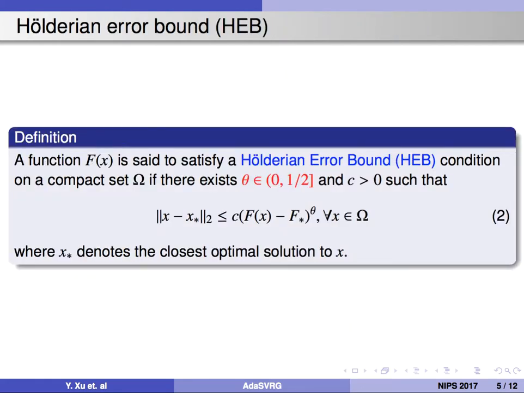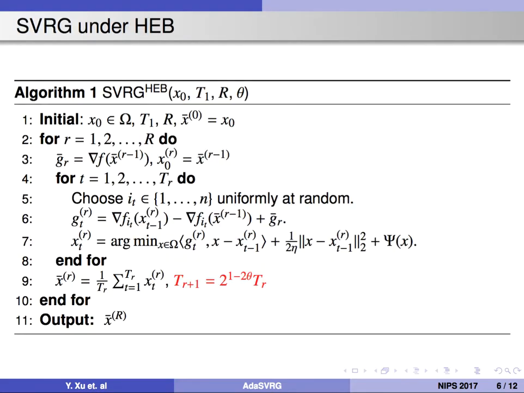In this paper, we will study a more general error bound called the Hölderian error bound, or HEB for short, where theta is between 0 and 1/2. First, we propose an SVRG algorithm under the HEB. The structure is the same as standard SVRG, but it increases the number of inner loop iterations T by a factor of 2 to the power of 1 minus 2 theta.